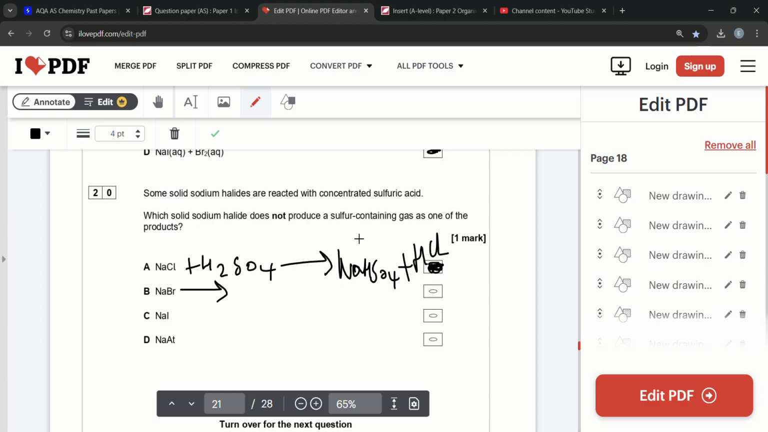NaBr does produce sulfur dioxide. NaI also produces sulfur dioxide, and NaF you don't need to. There is no equation for that, but NaF will not either. So the answer is A, 28, NaCl.